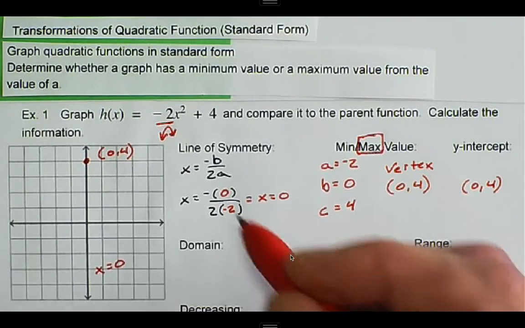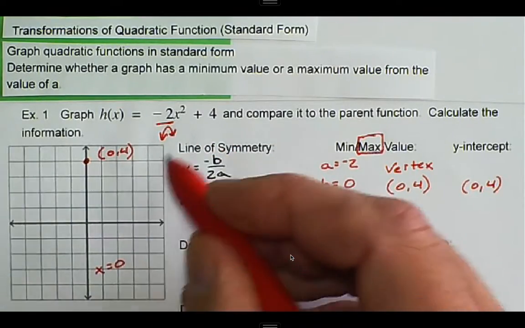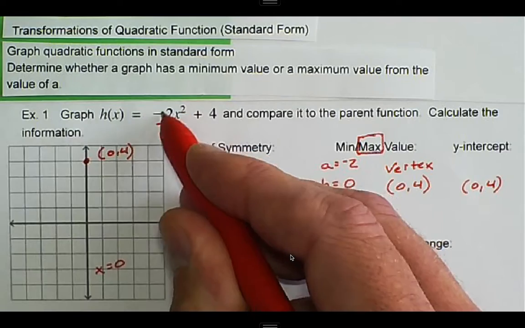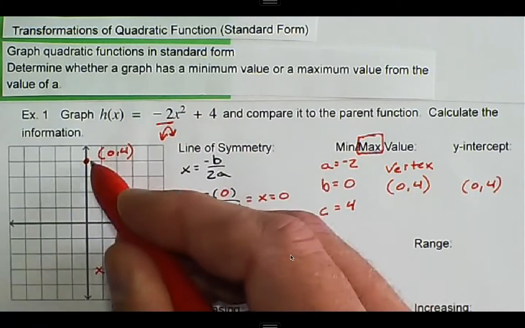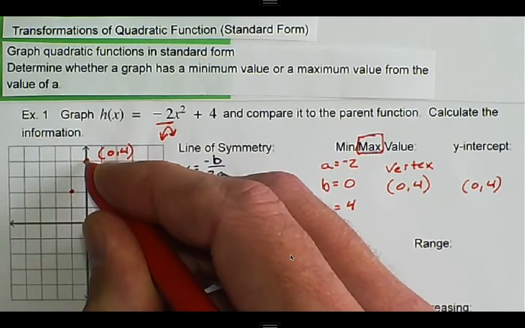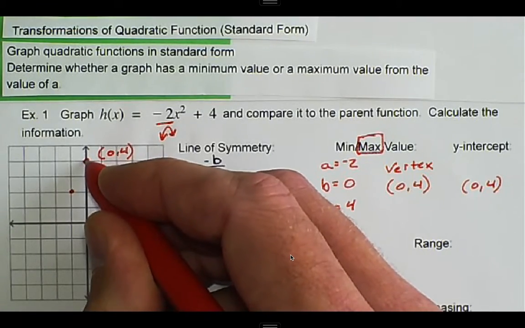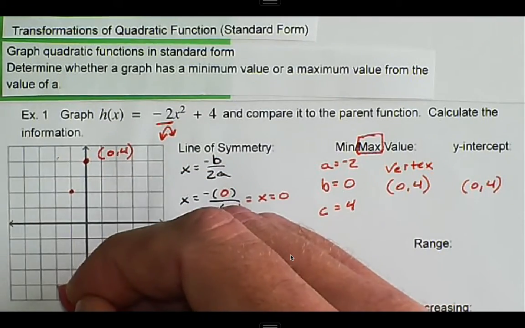So when we go to graph this, we know that it opens down, and our scale factor here, our a value, is -2. So I know that it's going to go over 1, down 2. And then I know that if it goes over 2, it's going to go down 8, which will put me down here.